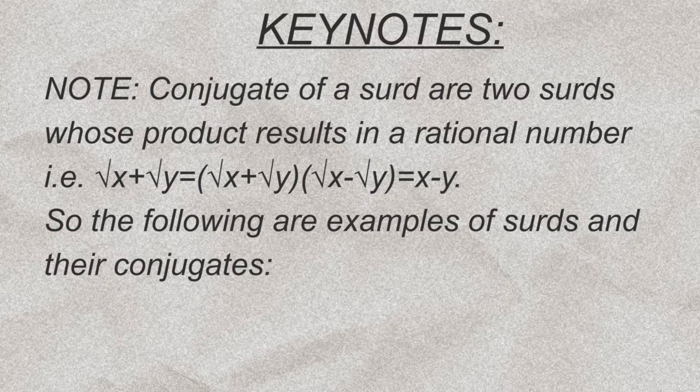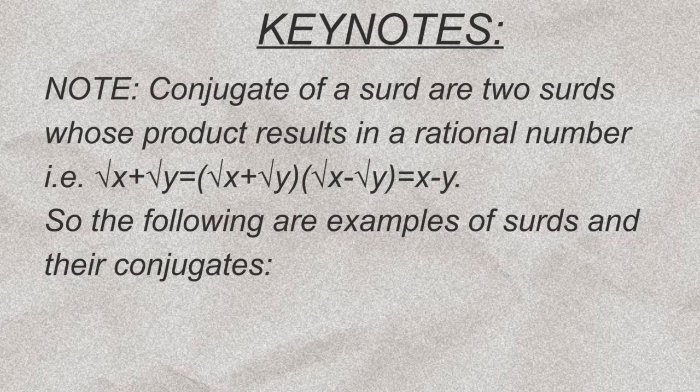Now, if you have a surd and you multiply that surd with its conjugate, it should give you a rational number. Now, if I have square root of x plus square root of y, the conjugate of that value will be square root of x minus square root of y. Now, if you notice, if you multiply the real surd and the conjugate of the surd, you are going to get the value x minus y, which is a rational number.